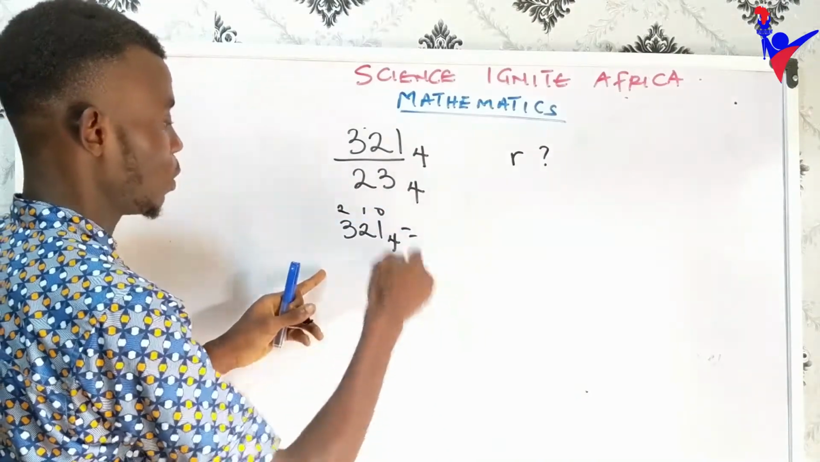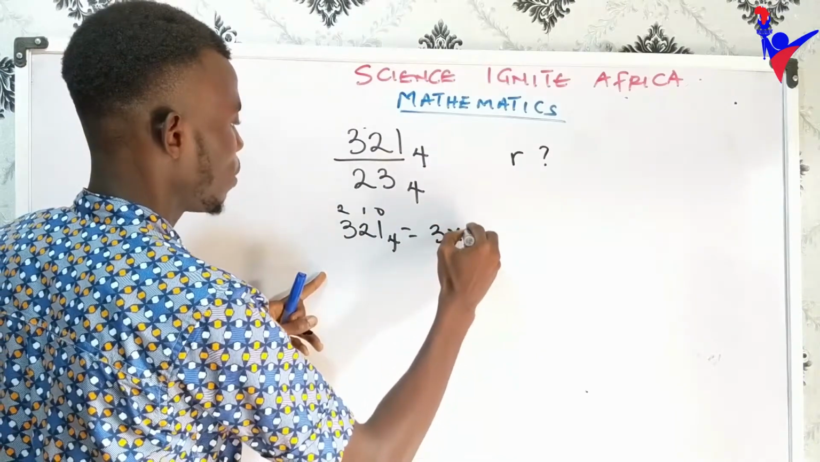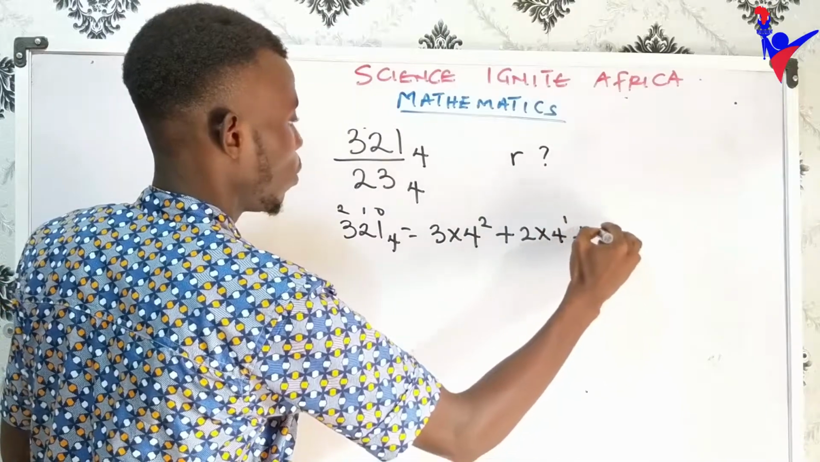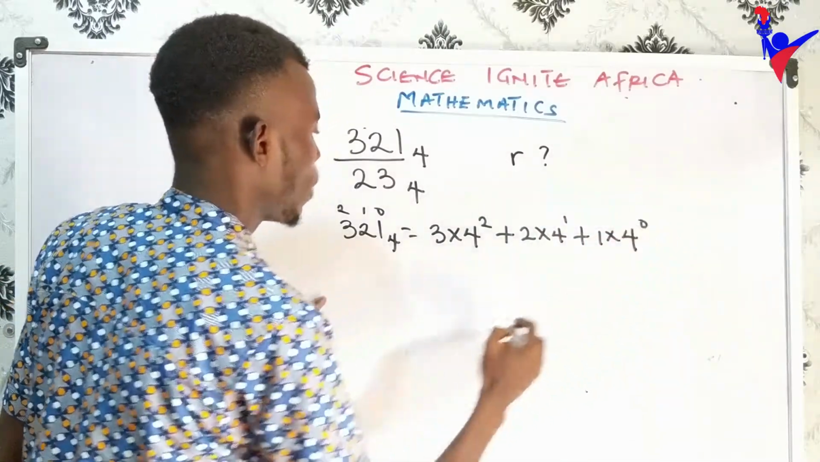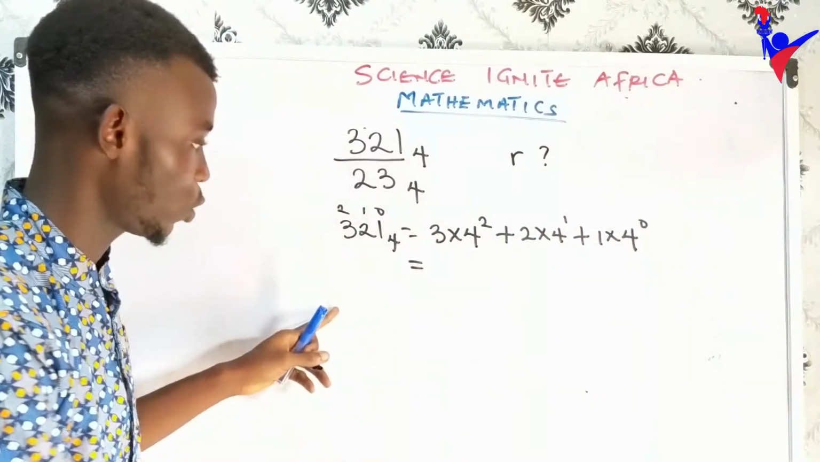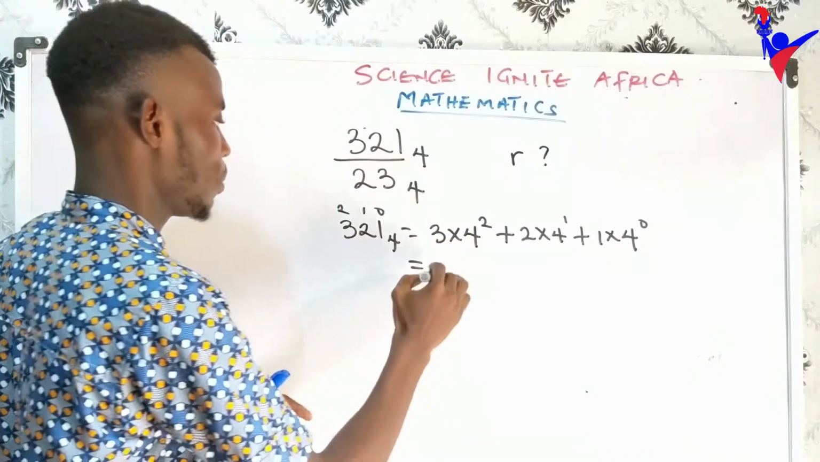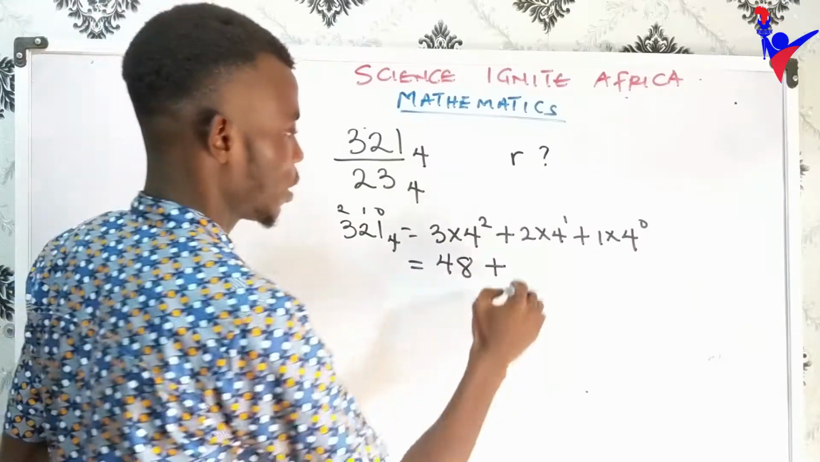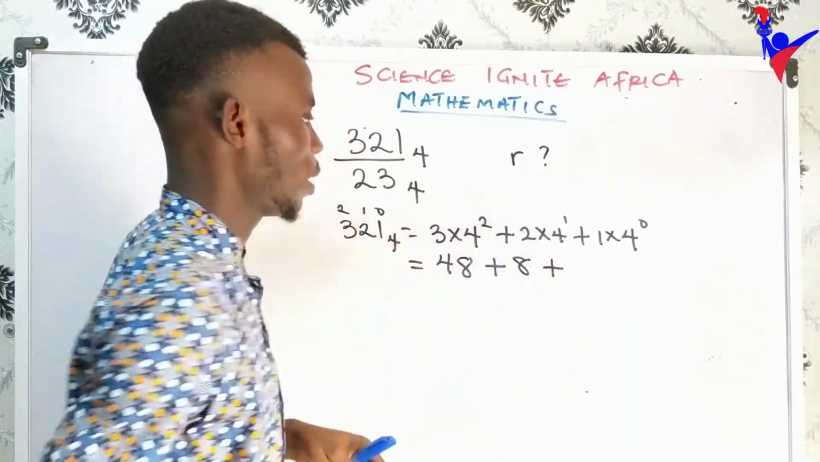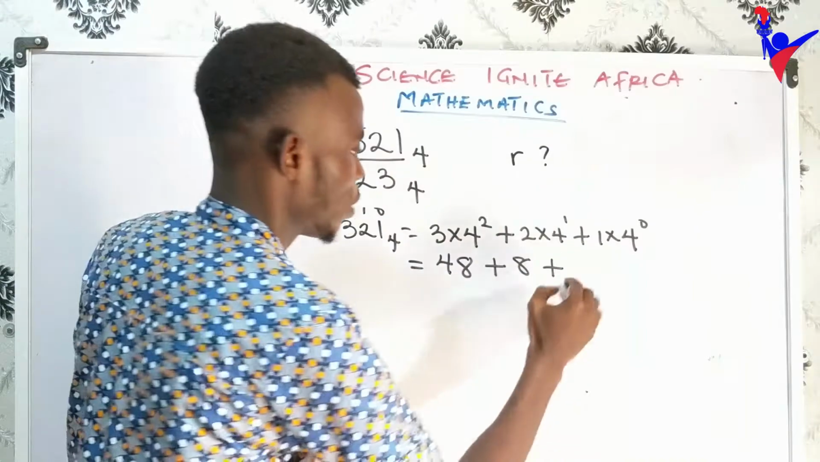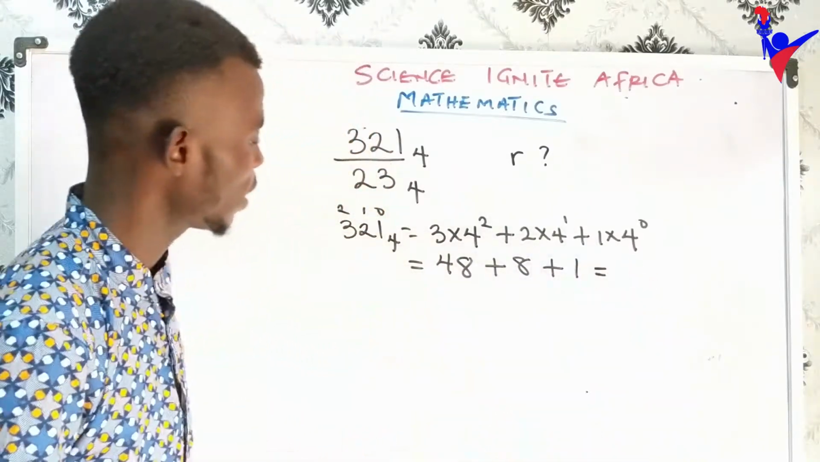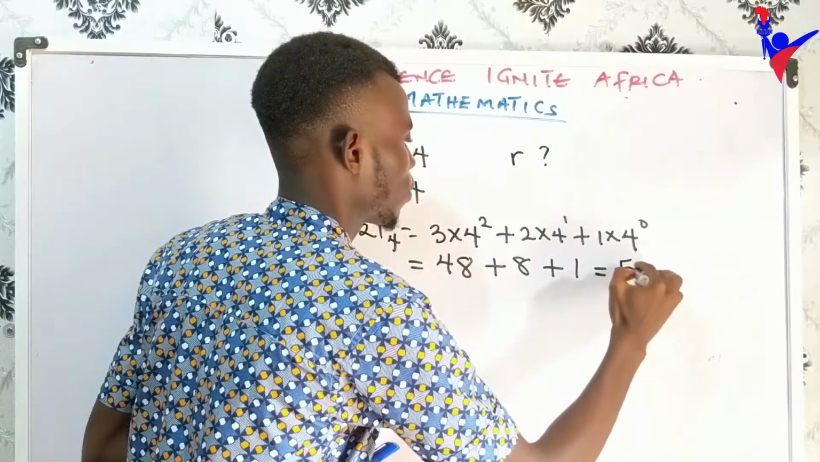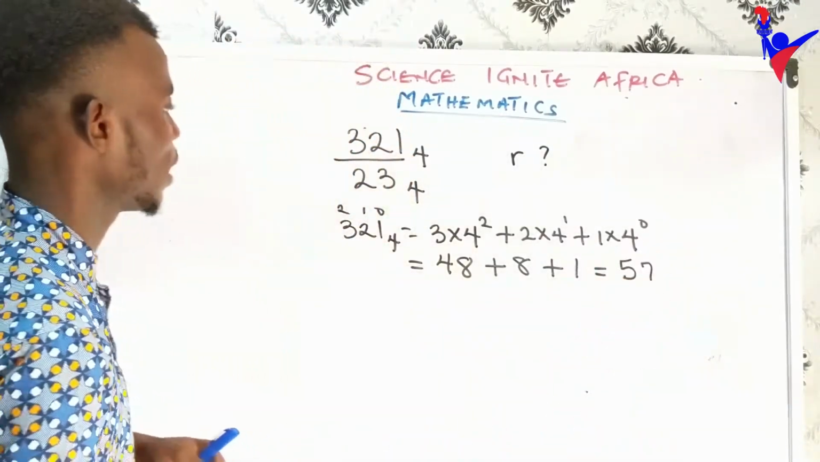Then we convert it to base 10. We have 3 times 4 power 2, plus 2 times 4 power 1, plus 1 times 4 raised to power 0. 4 raised to power 2 is 16. 16 times 3 is 48. Now 2 times 4 is 8, and 4 raised to power 0 is 1, so we have 1. Then 48 plus 9 gives us 57.